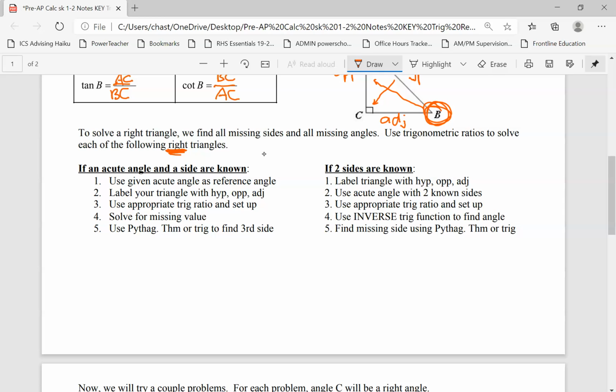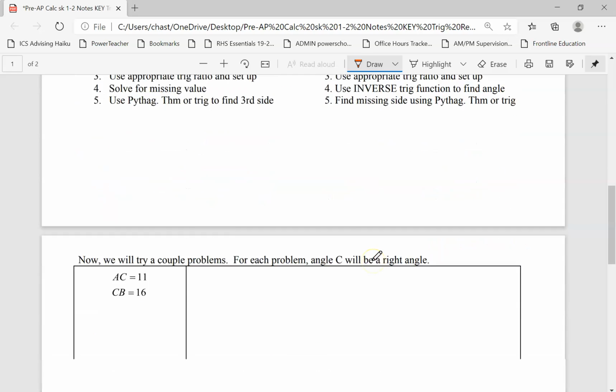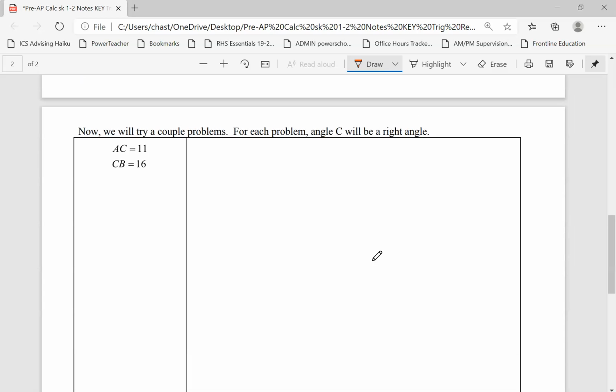If 2 sides are known, meaning that you only know the right angle and 2 of the sides, you're still going to label your triangle. That's always going to be the case. You're going to use the acute angle that you know both of the sides for. And that'll make sense when we do problems. You'll use the appropriate trig ratio, and then you're going to use an inverse trig function to find the angle, and then you can find the rest of it using the steps we showed over to the left. You might also be able to use the Pythagorean theorem.